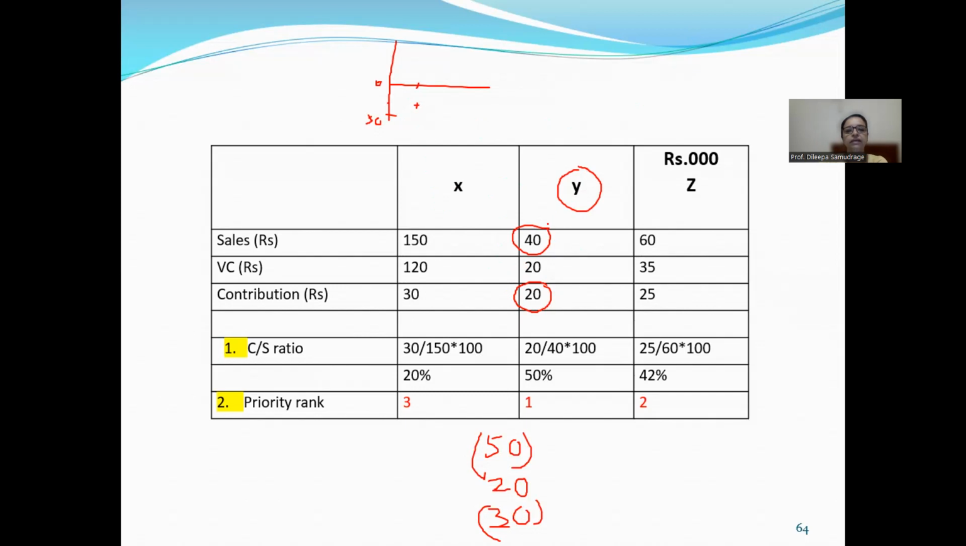So secondly, you produce Z, right? So Z's sales equals 60,000. So how do you mark 60,000 in this graph? At which point? The axis goes up to 250. So you mark 25, 50, 75, likewise you marked up to 250, sales in rupees.